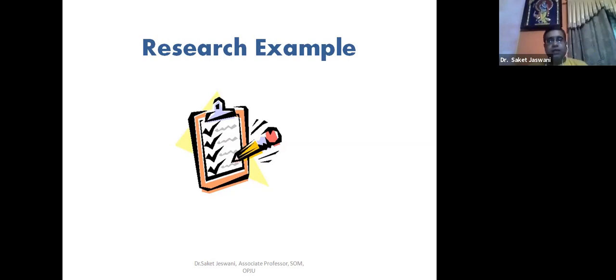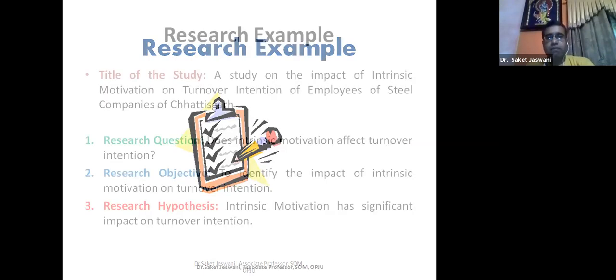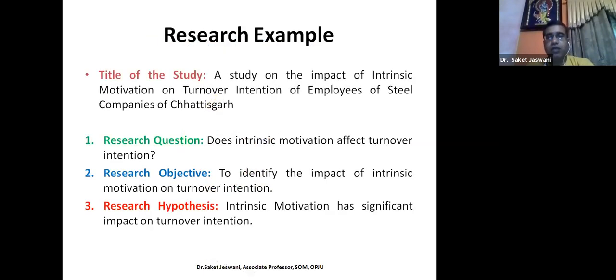So there's a research example. I will show you how research work is being conducted, or what we have studied right now. The title of the study is: a study on the impact of intrinsic motivation on turnover intention of employees of steel companies of Chhattisgarh. So see, the impact of intrinsic motivation on turnover intention.